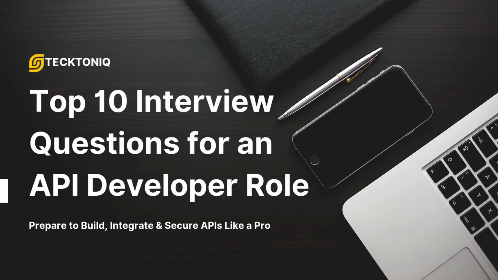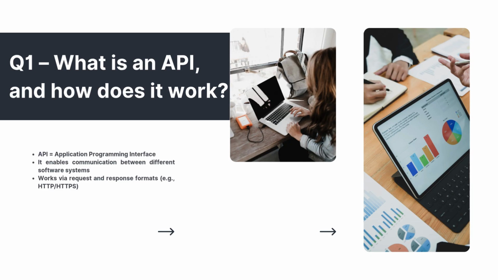Let's dive right in. This is the most basic yet important question. You should say that an API, or application programming interface, is a set of rules that allows different software systems to communicate with each other. For example, when a mobile app talks to a server to fetch data, it's using an API. You send a request and receive a response, usually via HTTP.